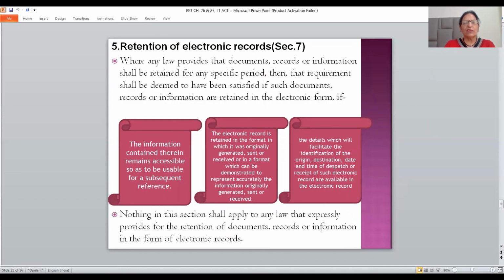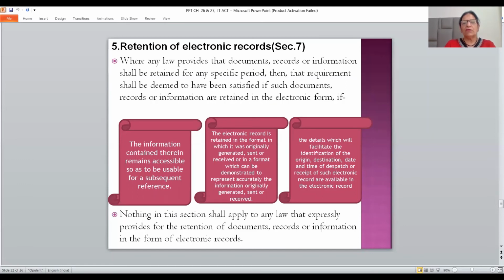Retention of electronic records. Yes, paper-based records are retained. Similarly, friends, Section 7 provides that electronic records should also be retained, so that in a future period, if anybody wants to refer to the ER, one can always have the reference to the ER. The information contained therein remains accessible so as to be usable for a subsequent reference. This is what I have mentioned just now.